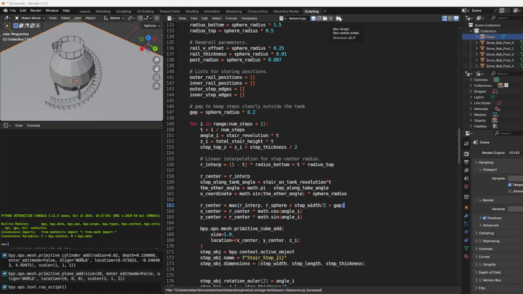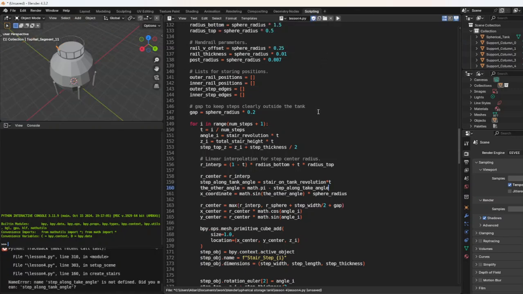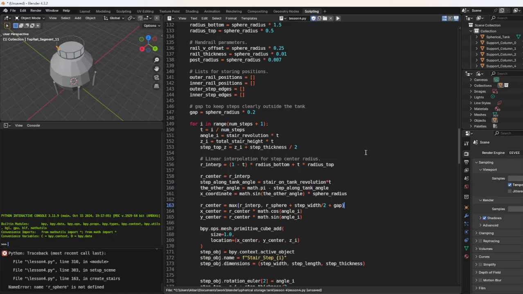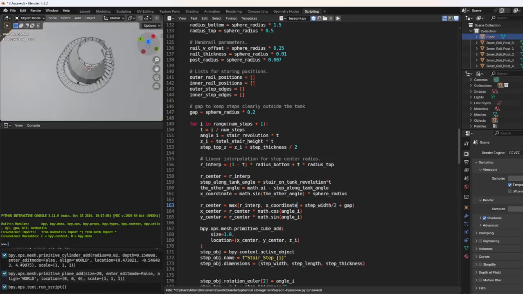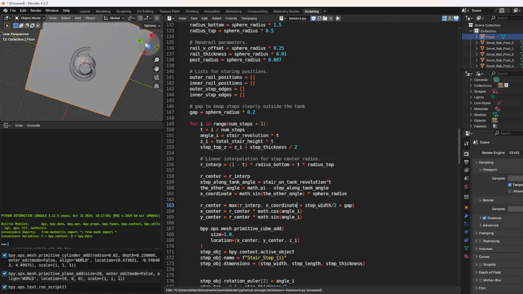Okay, now if we run this, tank angle, not tank angle. R sphere is not defined. Oh wait, I said that wrong. X coordinate. Okay, now you can see that everything is outside of the tank.